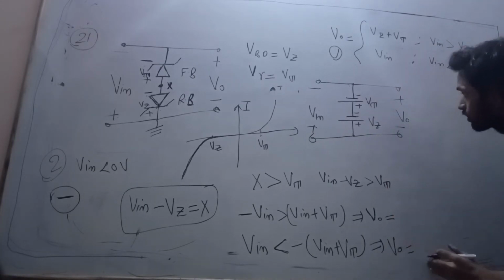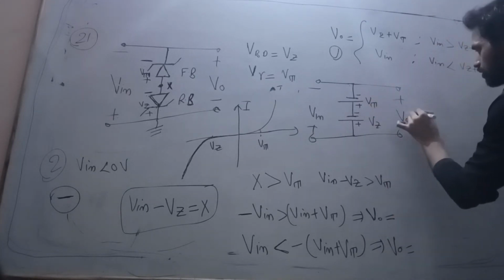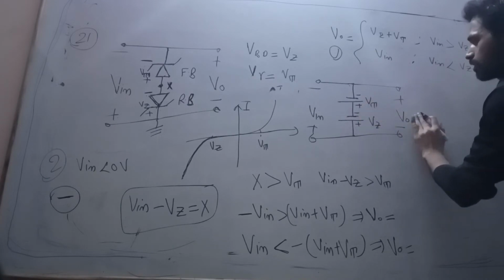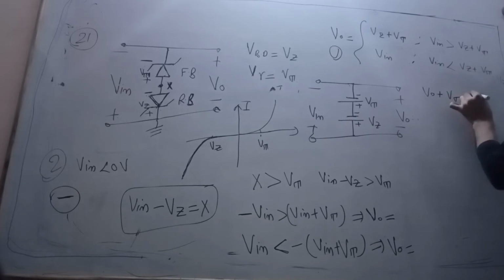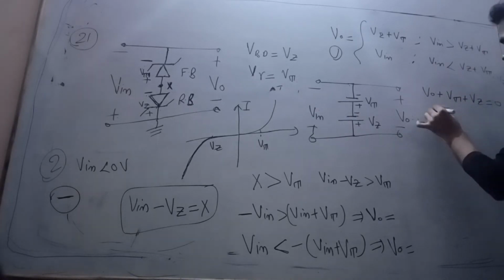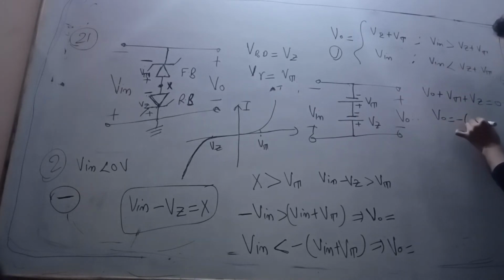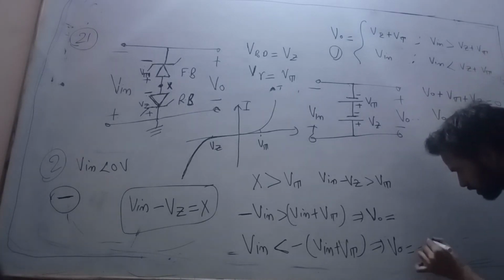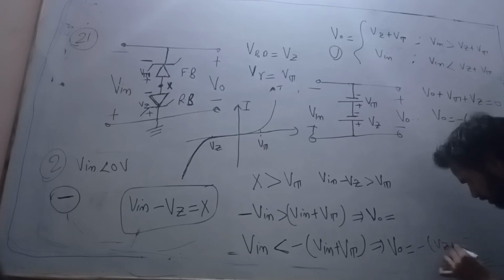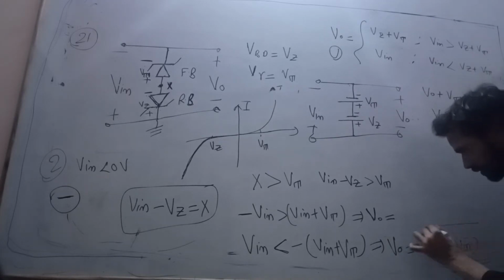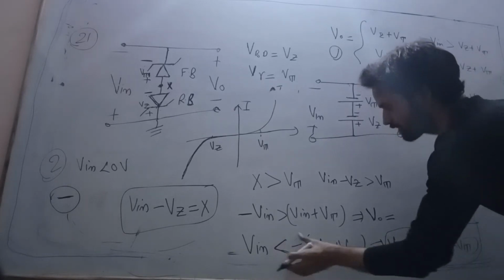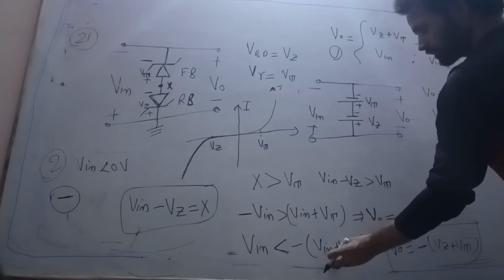So now see here, V naught is equal to what? Here you will see both are this V naught plus Vt plus Vz is equal to 0. So V naught is equal to minus Vz plus Vt. Yes, this means V naught is equal to minus Vz plus Vt. Okay, so this is my V naught when V in is less than minus Vz plus Vt.